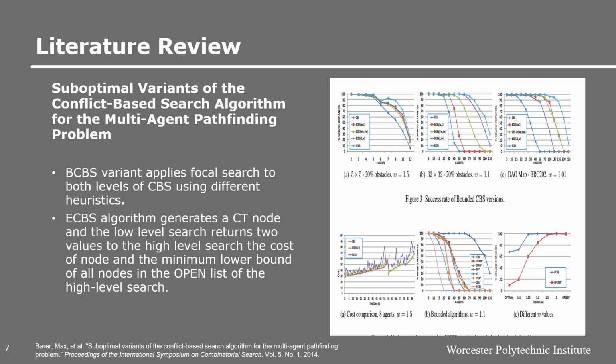the high-level search. Essentially, the bounded suboptimal CBS and the ECBS perform almost similarly, but the major advantage of the ECBS over BCBS is the two return outputs that are returned to the high-level search, which actually reduce the computational cost of the high-level search.